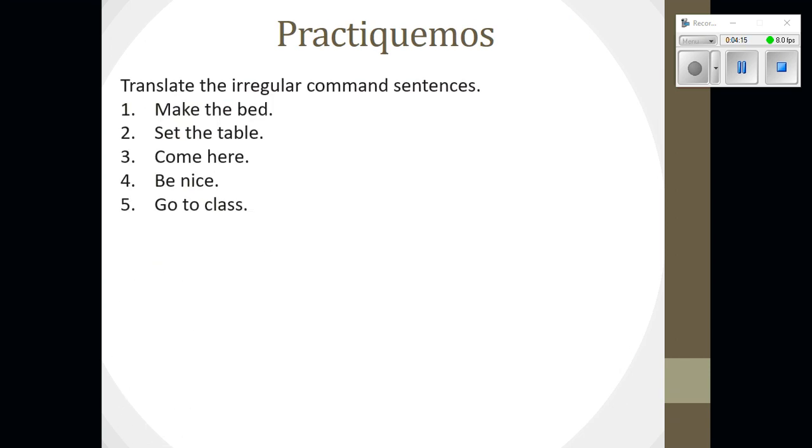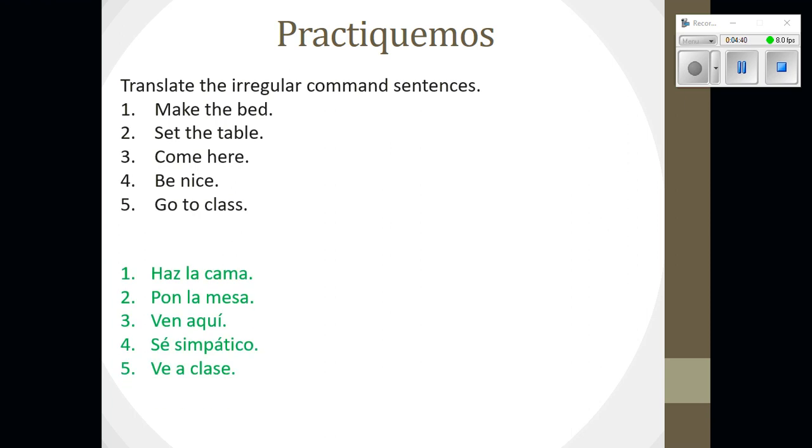All right, practiquemos. Translate the irregular command sentences. Okay, so if we want to tell someone make the bed, we have to use the verb to make. It's an irregular tú command form. So if you want to tell someone make, you would say haz, H-A-Z. And then the bed would be la cama. Haz la cama. Pause the video and do 2 through 5.